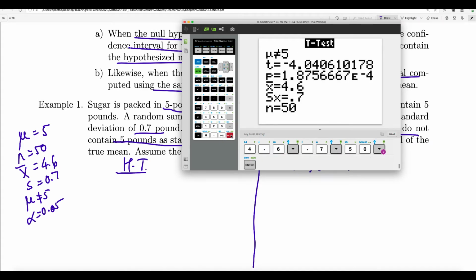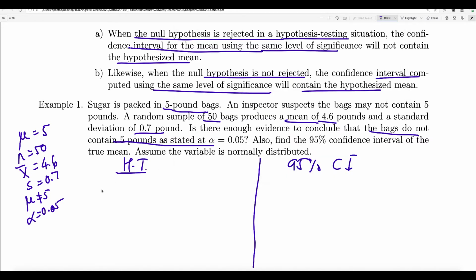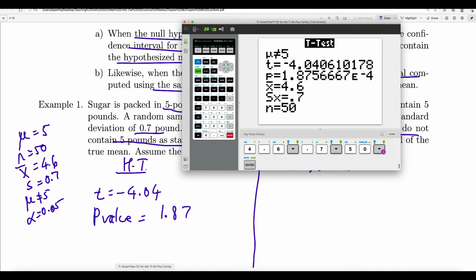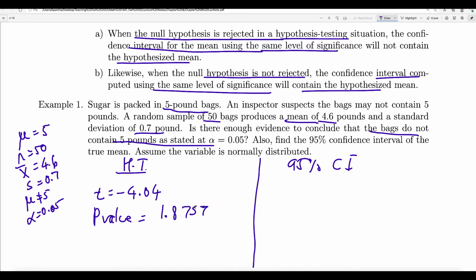You get the test value T is negative 4.04 and P is 1.87 times 10 to the negative 4, right? So the test value T is negative 4.04, right? And what is the P value? The P value is 1.8757 times 10 to the negative 4, right?